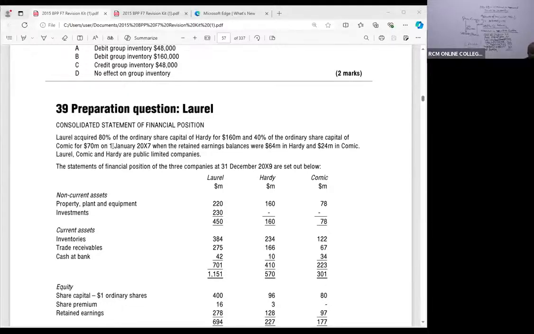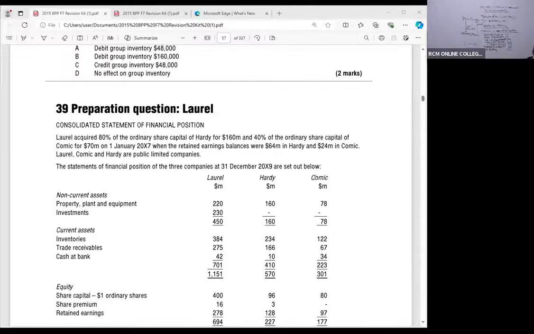Laurel, Comic, and Hadi are public limited companies. The statements of financial position of the 3 companies at 31st December X9 are set below. So remember, according to IFRS 10, we only consolidate the parent and the subsidiaries. We don't consolidate associates. So in an exam, I would have struck this Comic column.